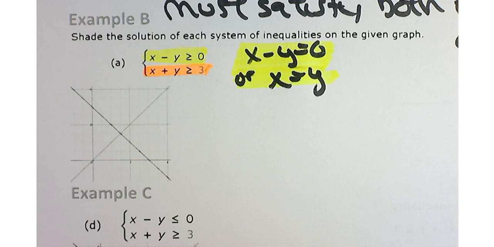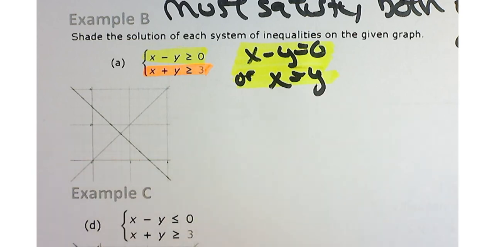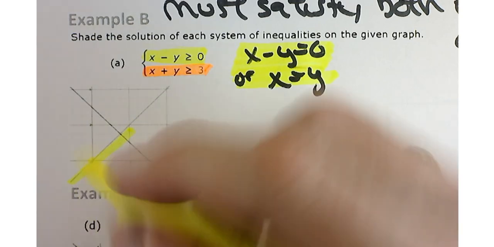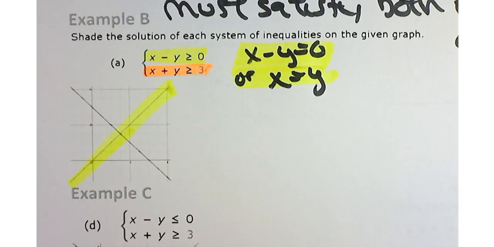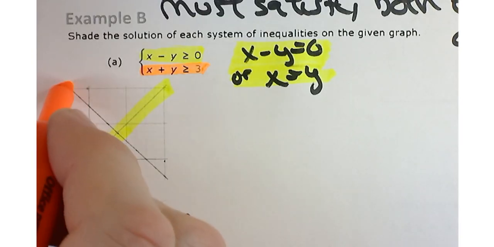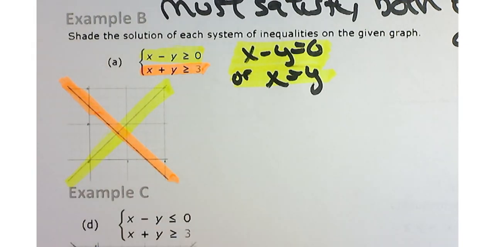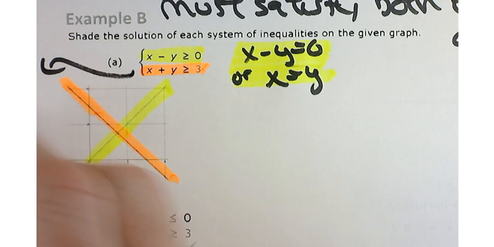Or you could realize that this is in slope-intercept form. What's the slope of this line? 1. What's the y-intercept? 0. So if the y-intercept is 0, it has to be this line right here. So let's do that. Shade it that way. Then obviously this has to be our other graph. Now you can get points for this one by just substituting in. So over here I've got x plus y equals 3.